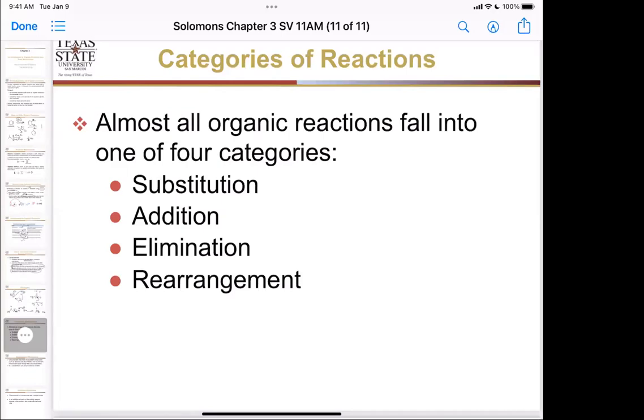Then we're going to do an elimination, okay? There's a couple different ways we can do eliminations. We can eliminate 2 sigma bonds and get a pi bond. Or we can eliminate a sigma bond and break into a charged species. Remember, there's 5 things we can do, and that's one of them, break apart to form something. And then the last thing is rearrangement, okay? So that's the last kind of reaction we're gonna have.